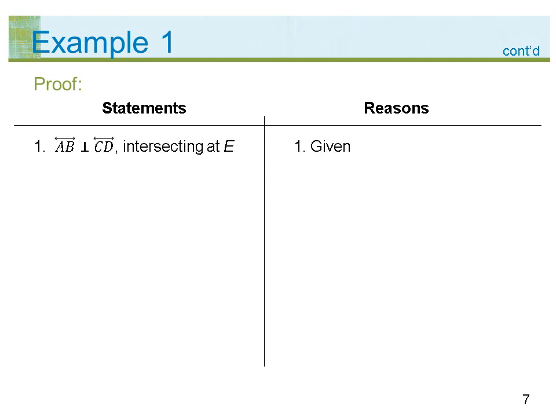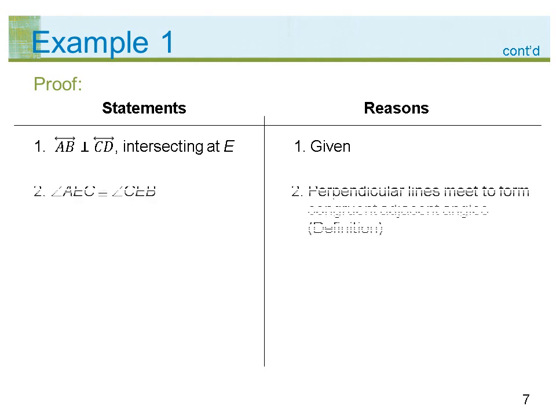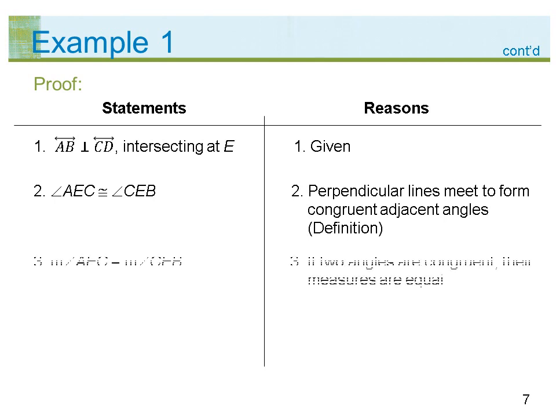Line AB is perpendicular to line CD, intersecting at point E. Reason: Given. Number 2. Angle AEC is congruent to angle CEB. Reason: Perpendicular lines meet to form congruent adjacent angles. That's a definition. Number 3. The measure of angle AEC is equal to the measure of angle CEB. Reason: If two angles are congruent, their measures are equal.